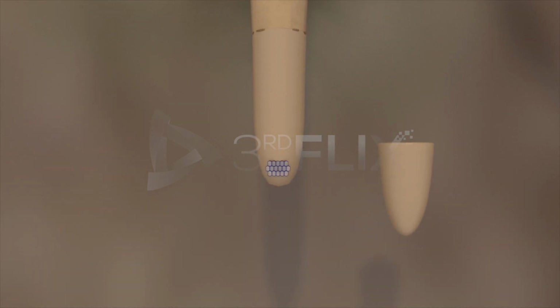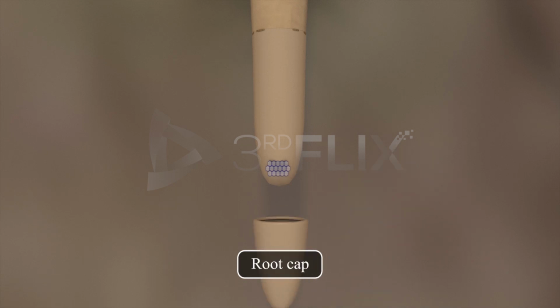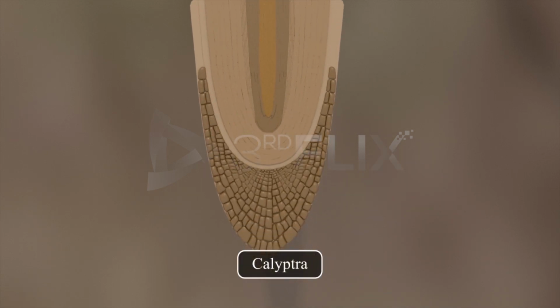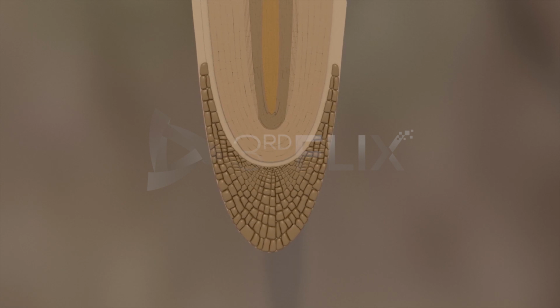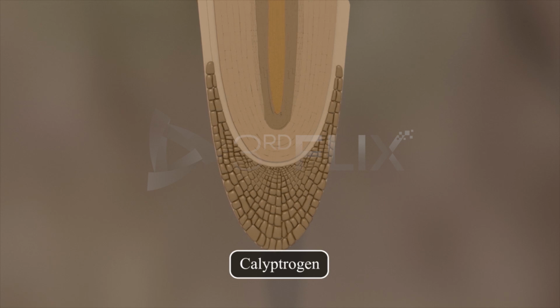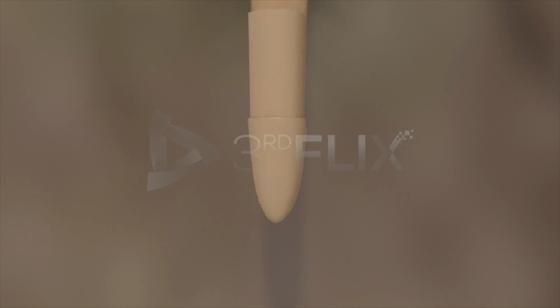The root apex is covered by a thimble-like structure called the root cap. Root cap is also called calyptra, since the cells of the root cap are formed from a meristem called calyptrogen. The root cap protects the tender apex of the root as it makes its way through the soil.